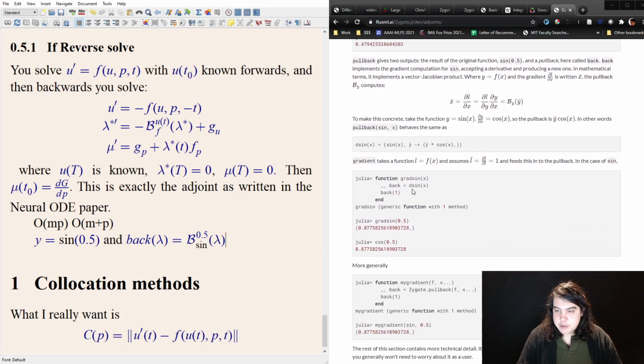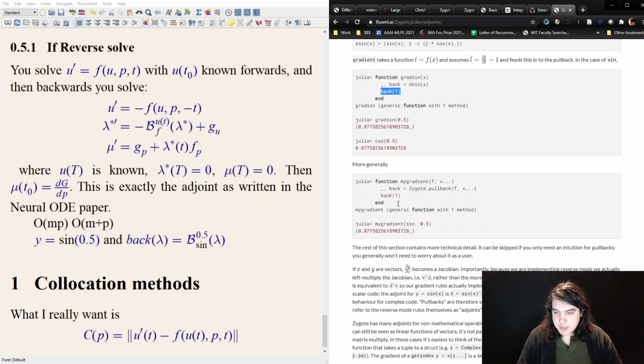So you can see that the way the gradient is calculated is you do the function that does the pullback, and then you evaluate the pullback at 1. My gradient is just a function that uses Zygote.pullback to get the pullback function, and it sticks 1 into the pullback function.